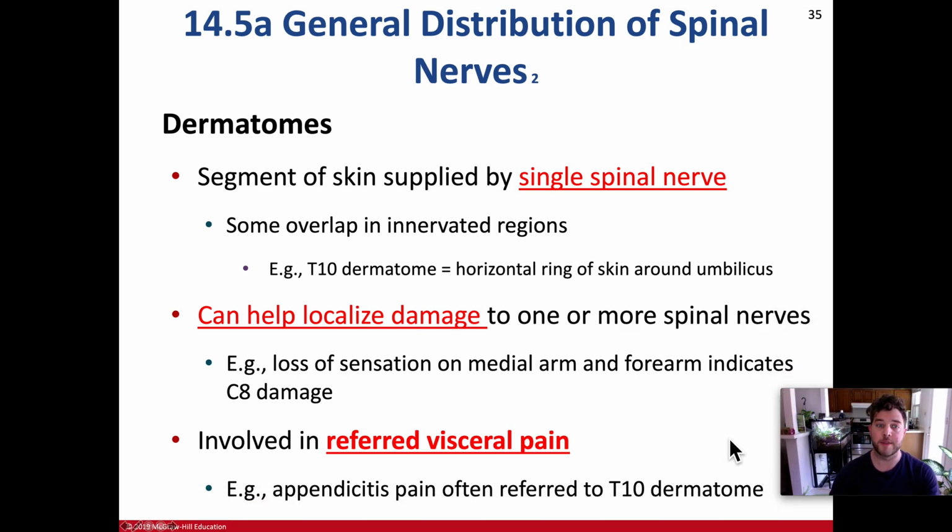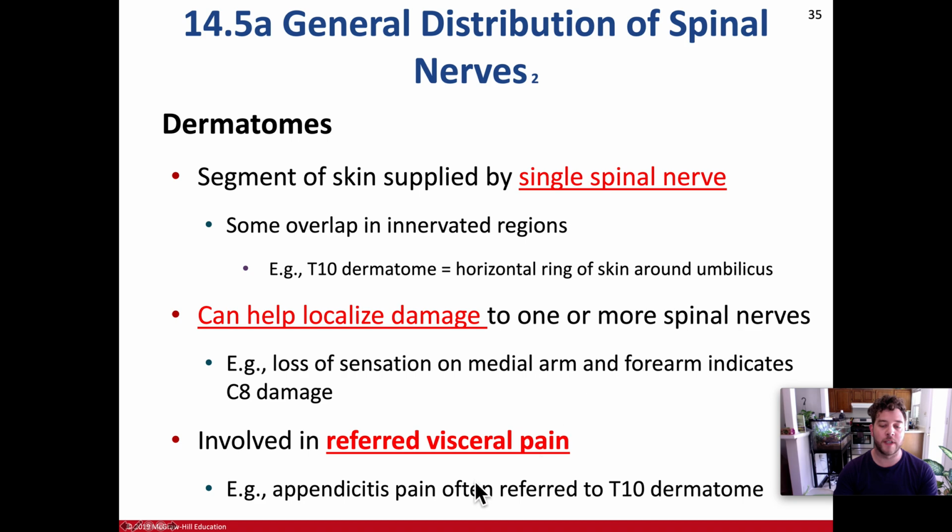Okay, dermatomes. A segment of the skin supplied by a single spinal nerve. As those spinal nerves split, they will start to innervate different structures. There is some overlap in the innervated regions, but dermatomes can help to localize damage to one or more spinal nerves. As you go out along your body, your nerves are innervating specific points along your skin and along your muscles. So if you have numbness or anesthesia at a certain point on your skin or in your body, you can then relate that back to a spinal nerve to determine any type of trauma or damage.